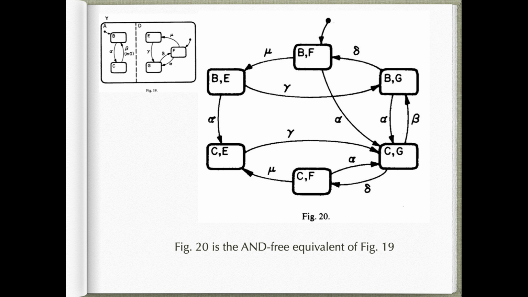Next page 20, figure 20, shows a completely flattened version of figure 19, where the state names have been changed to include commas. So there's B, E, B, F, B, G, and likewise C, E, C, F, C, G. If you work it out, you'll see this shows the same state transition diagram as that of figure 19. One can see that already figure 20 is less understandable than figure 19. And in non-toy examples, real examples of this stuff, using simultaneous states makes designing a lot simpler.